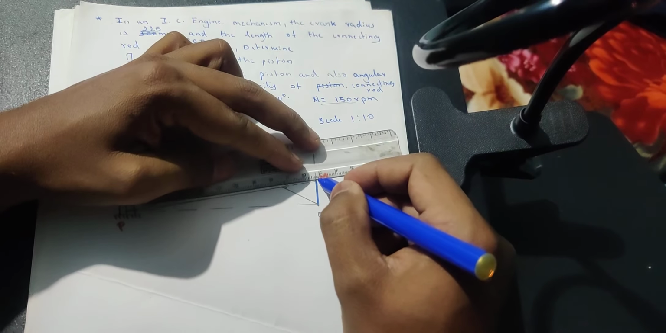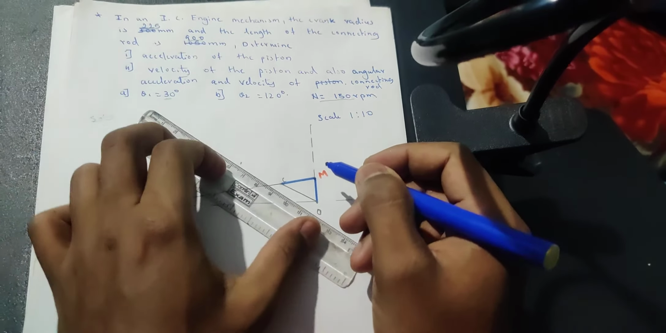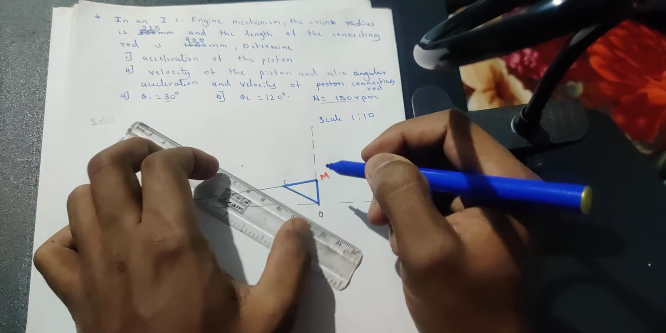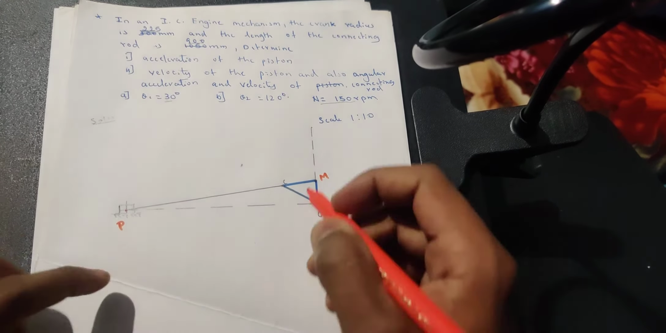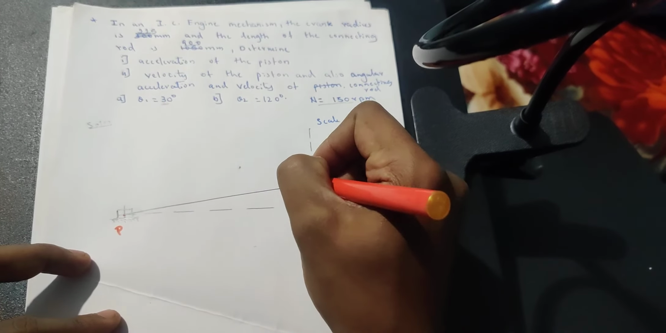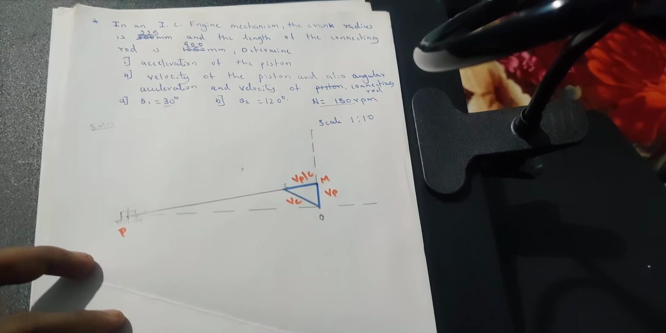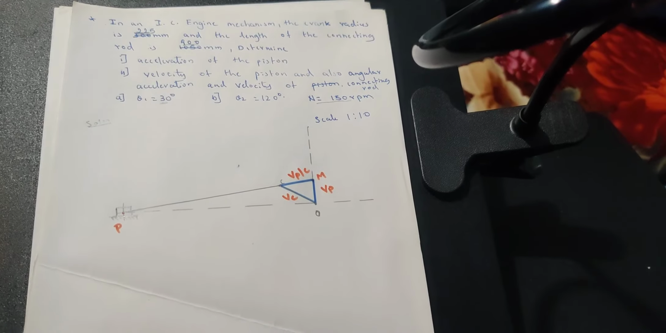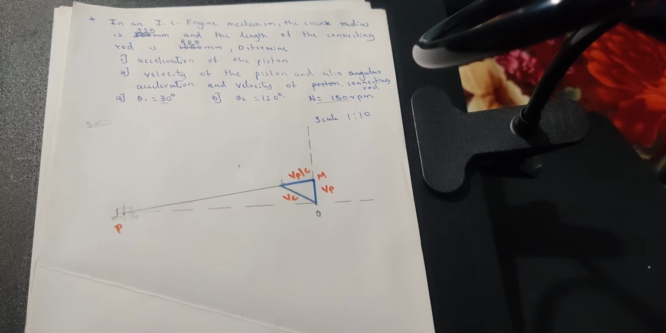So this is a triangle here now. As we have discussed this triangle in the previous class, we name this particular horizontal one as velocity of the piston. This will be velocity of P with respect to C, and this will be velocity of C. So now what they have asked is we have to find out the velocity of piston as well as the angular velocity and acceleration of connecting rod.